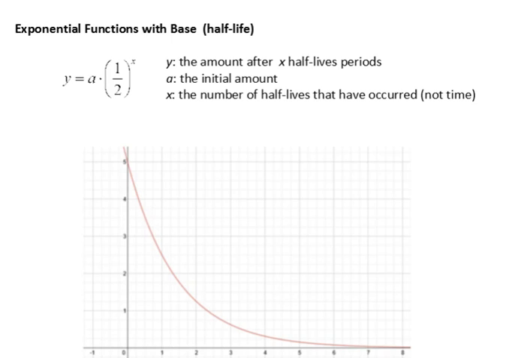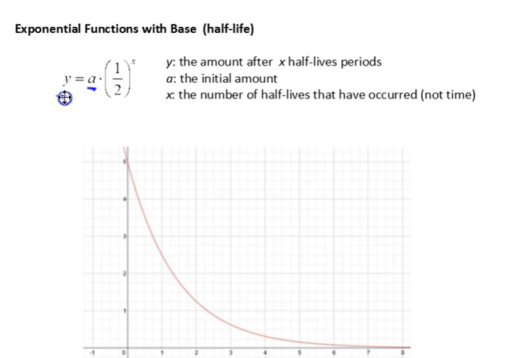So exponential functions with a base of a half look like this. Y equals a times 1/2 to the x. Y is going to be the amount of substance after x half-lives. A is going to be the initial amount, and x is the number of half-lives that have occurred. Be careful with x. It's not time in these examples. It's the number of half-lives that have occurred. And although those two things are related, half-lives and time are not the same.